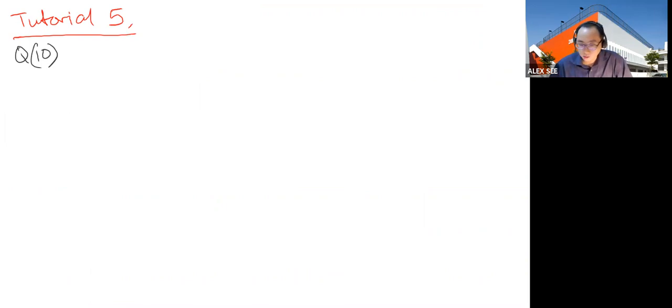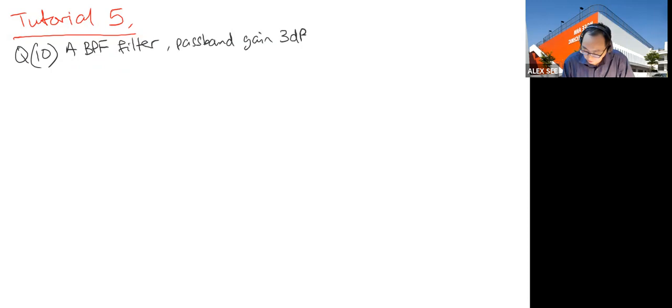Okay, let's take a look at tutorial 5. Maybe just do one question, question 10, then you all can ask some questions if you have. It says you're given a bandpass filter with a pass band gain of 3 dB and a frequency range of 5 kilohertz to 100 kilohertz.